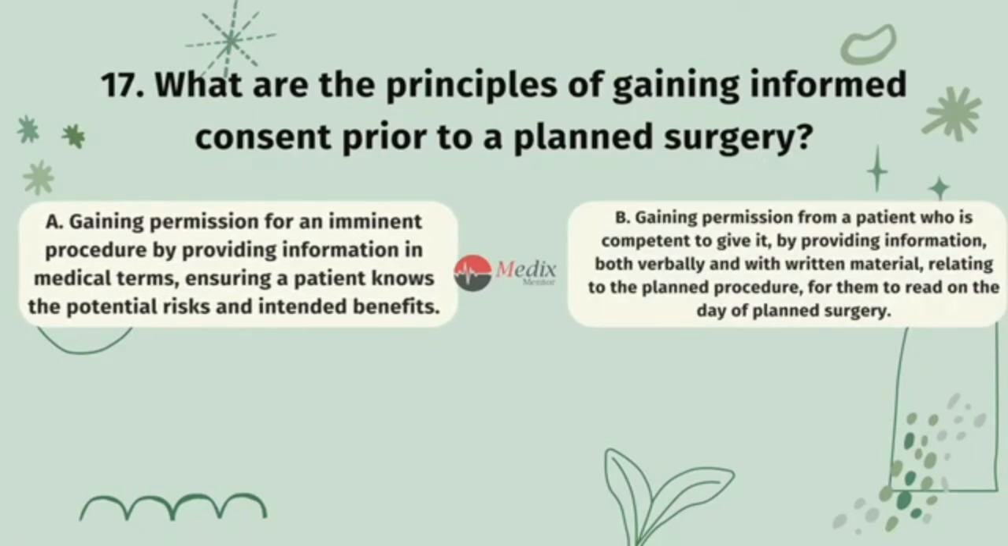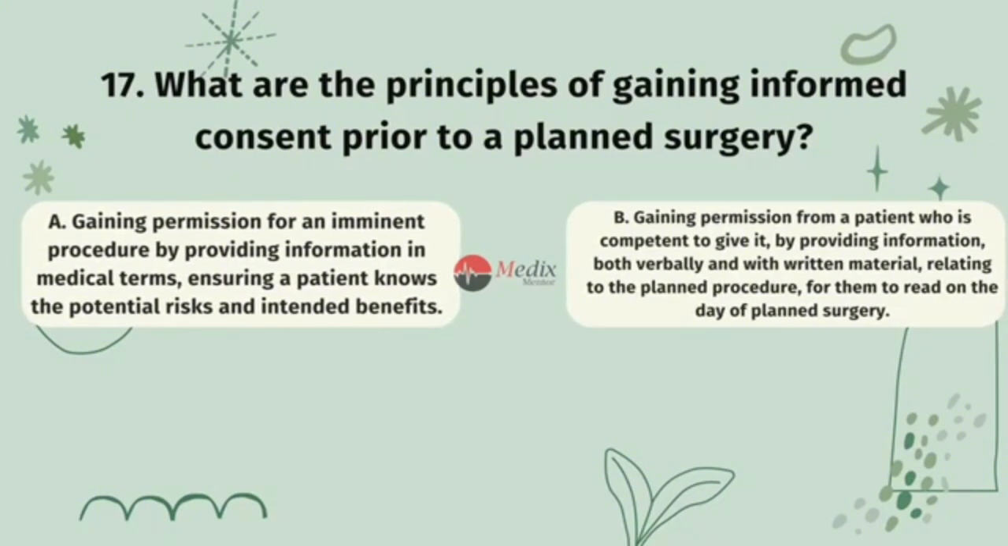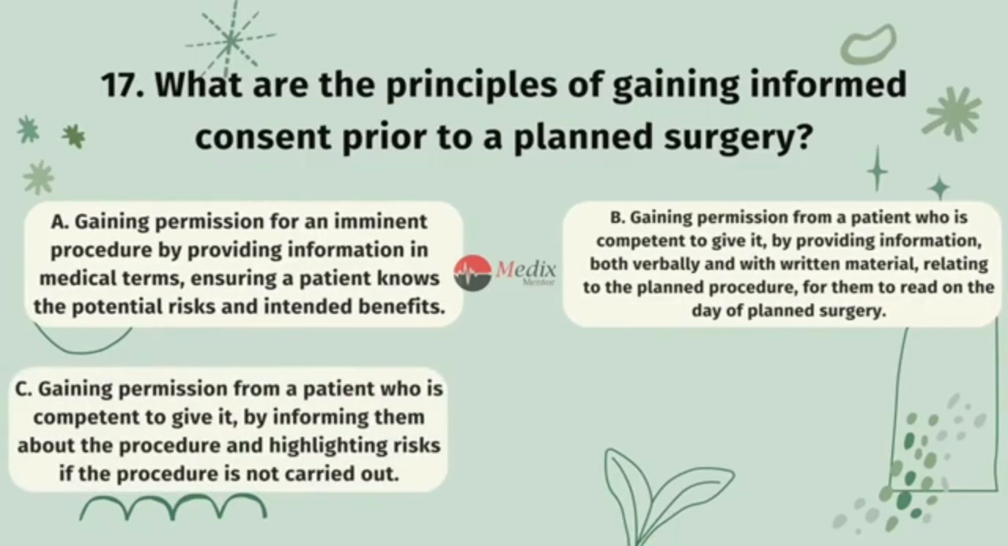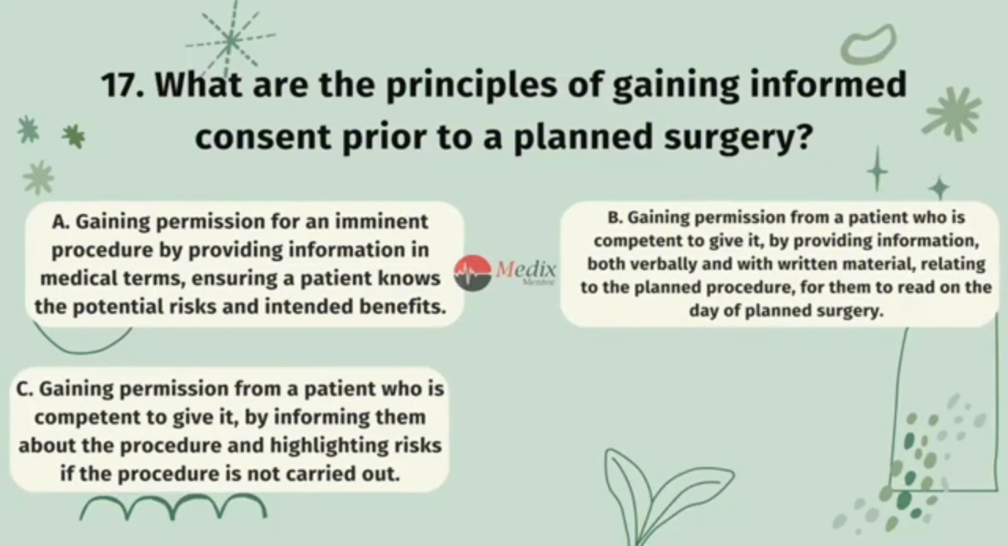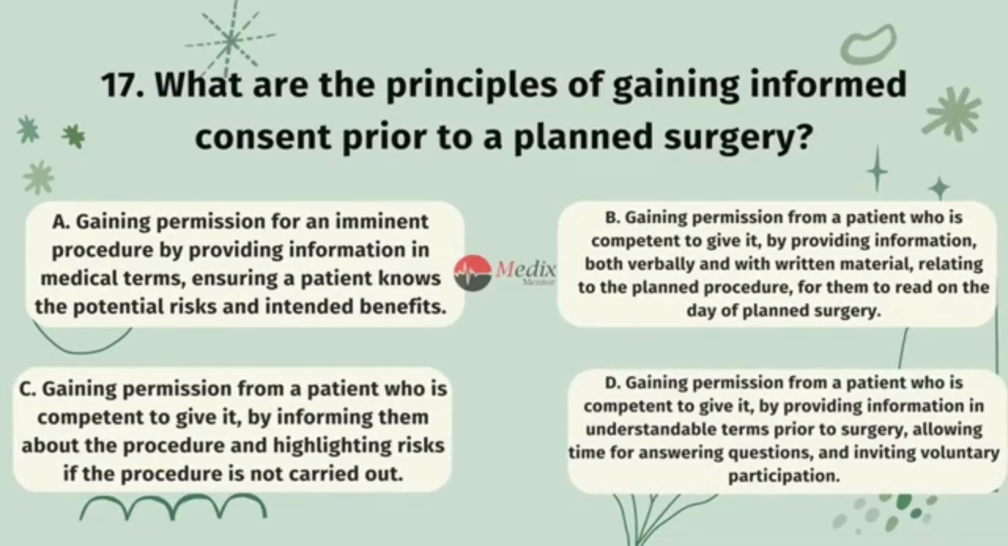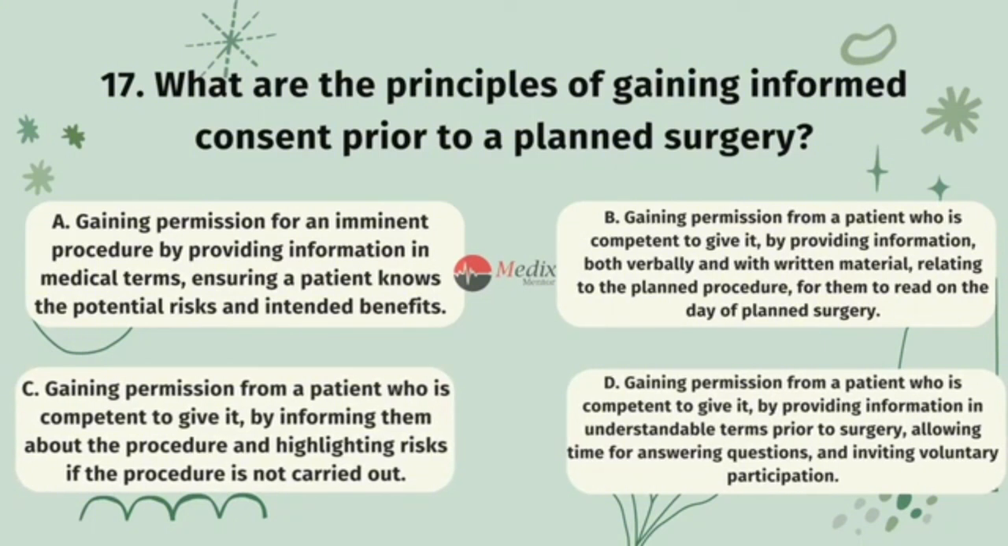both verbally and with written material relating to the planned procedure, for them to read on the day of planned surgery. Option C, gaining permission from a patient who is competent to give it, by informing them about the procedure and highlighting risks if the procedure is not carried out. Option D, gaining permission from a patient who is competent to give it, by providing information in understandable terms prior to surgery, allowing time for answering questions and inviting voluntary participation.